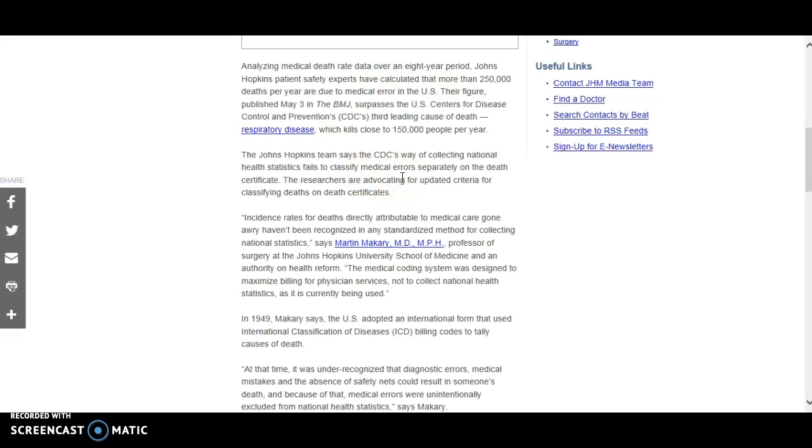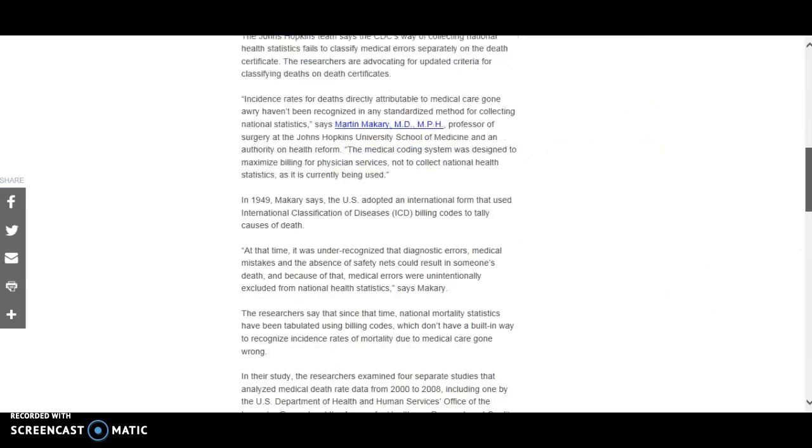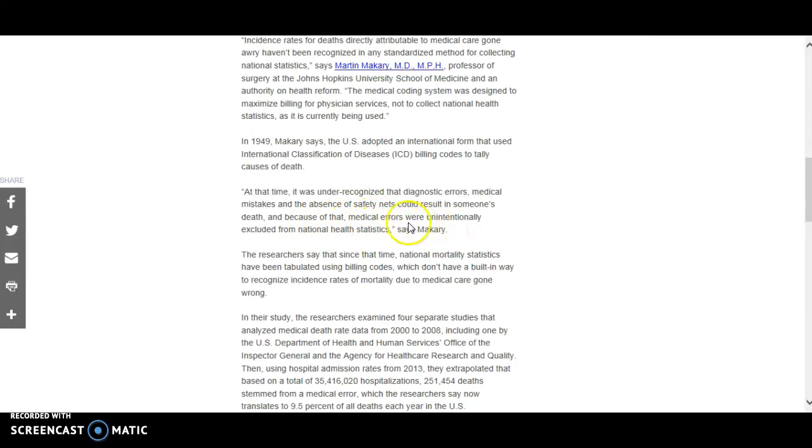One of the things is that when the International Classification of Diseases, or ICD system, was created for billing codes, at the time it was recognized that diagnostic errors, medical mistakes, and the absence of safety nets could result in someone's death. And because of that, medical errors were unintentionally excluded from the national statistics. So it's not something that we do on a regular basis, calculate what types of medical errors, medical mistakes are being done, and what they are. We just know a total average.